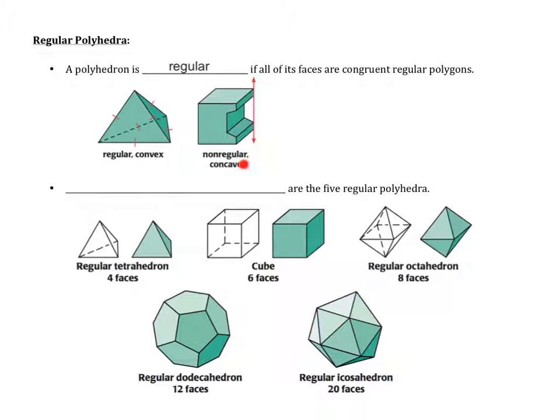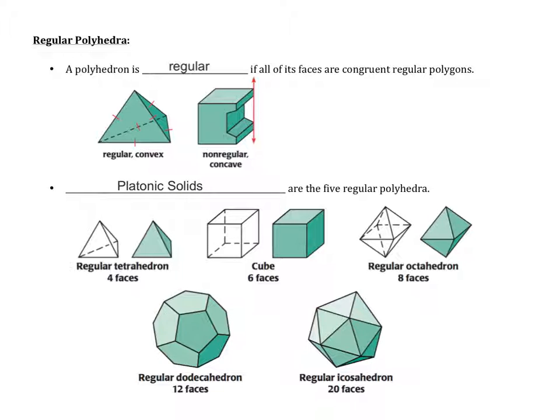But this would be a non-regular concave polyhedron because not all of its faces are the same size or shape, and it also caves in on one side. There's actually 5 regular polyhedrons. They are called platonic solids. So again, this means that we have 5 different kinds of regular polyhedrons where all of the faces are congruent regular polygons. And they're shown down here on the slide.